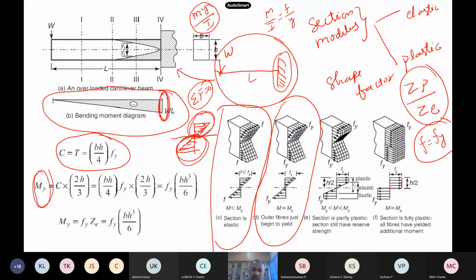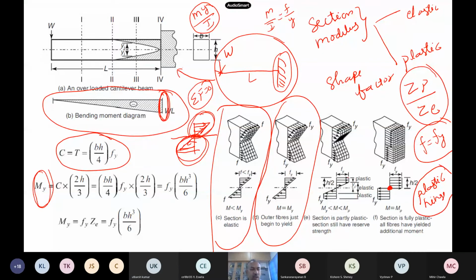So what happens at this junction? We discussed long back also. What happens when the whole section is plastified? A plastic hinge is formed. Excellent. And then of course the beam collapses.